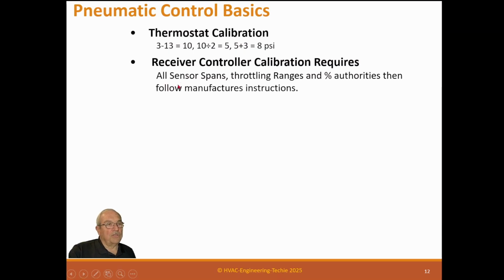Receiver controller calibration requires all sensor spans, throttling ranges, and percent authorities, and then you follow the manufacturer's instructions, because they're all different. I mean, they're drastically different, not similar at all.